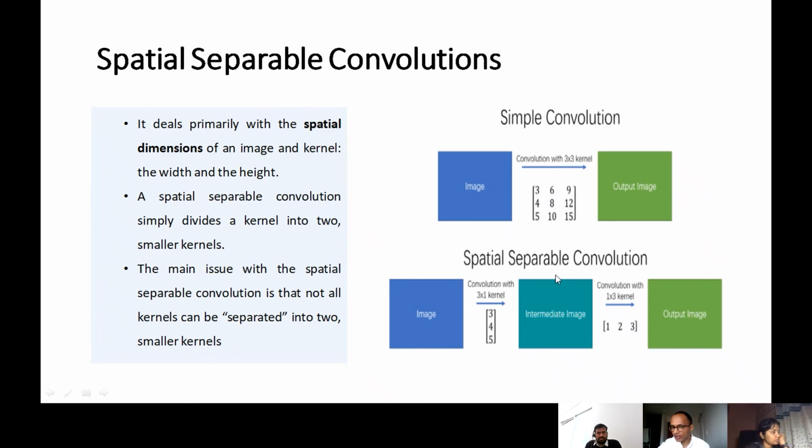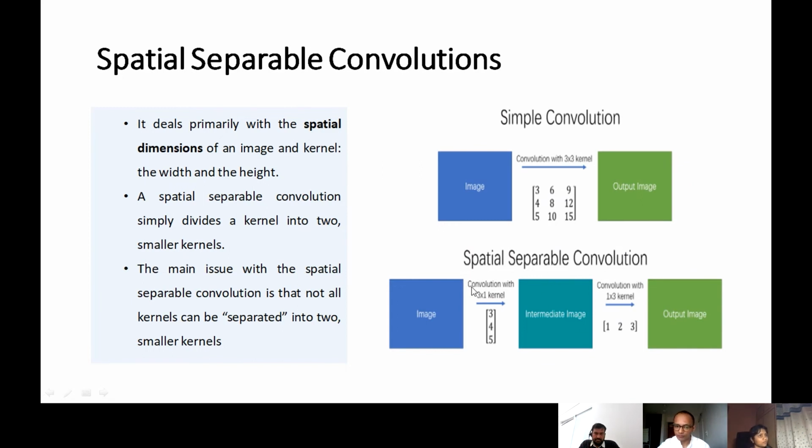Whereas if we change this 3 cross 3 matrix into 2 matrices, one of 3 cross 1 and another of 1 cross 3, or we divide this matrix into 2 separable spatial matrices, then first we'll have 3 operations, and then again here we'll have 3 operations. So in total we will have only 6 operations, which is a gain of 3 operations over a simple convolution. So this is a spatial separable convolution that we can use for parameter reduction.